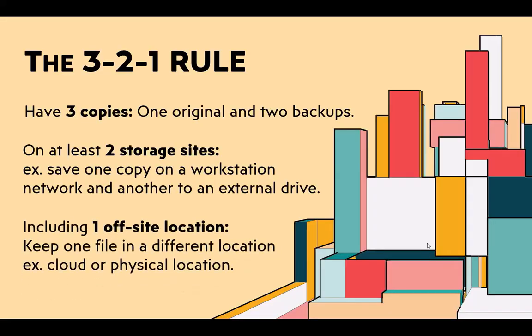And then finally, include 1 offsite location in those 2 storage sites. So the OneDrive satisfies that requirement, or if you print up a copy and take it back to the file cabinet in the garage, technically that would count. However, that file cabinet has its own risks of losing the data. All right, so that's the 3-2-1 rule.